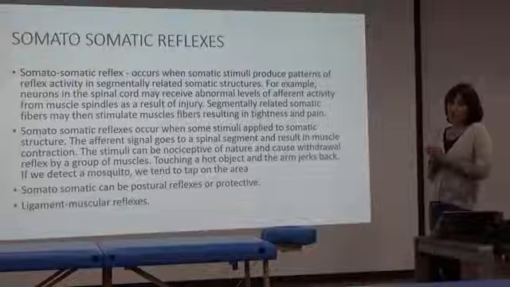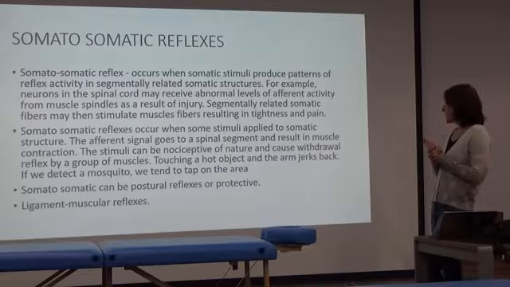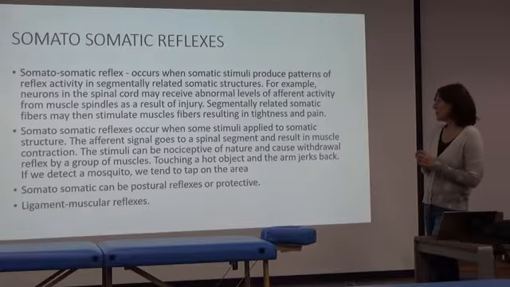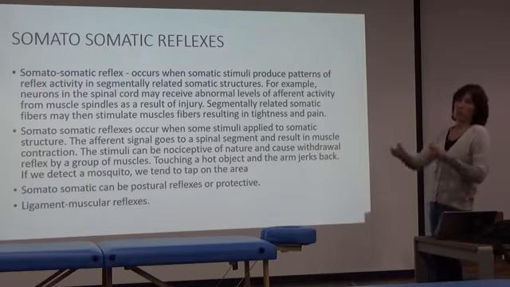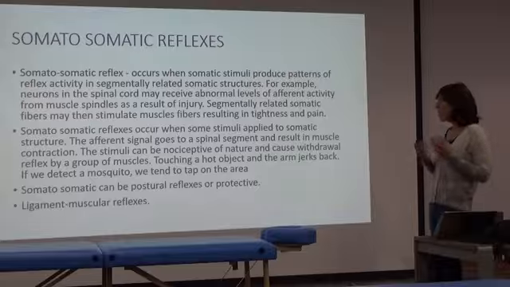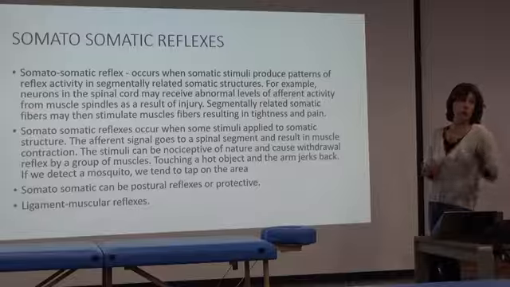So somatosomatic reflexes happen when the stimulus is applied to a somatic structure. The afferent signal goes to a spinal segment and results in muscle contraction. The stimulus can be nociceptive in nature and cause a withdrawal reflex by a group of muscles. For example, touching a hot object and the arm withdraws. Also, if we detect a mosquito, we're going to slap. It's also a somatic reflex.